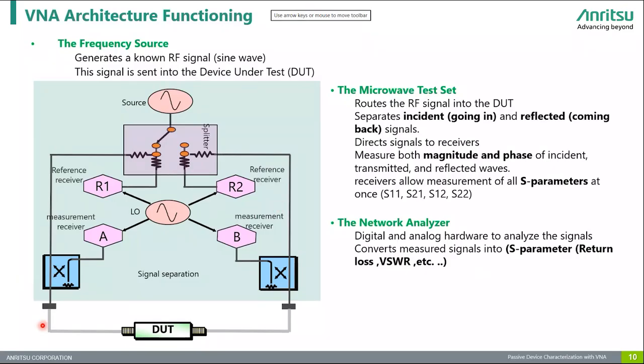Understanding this flow is essential for interpreting VNA measurements and for troubleshooting any anomalies in your test setup.